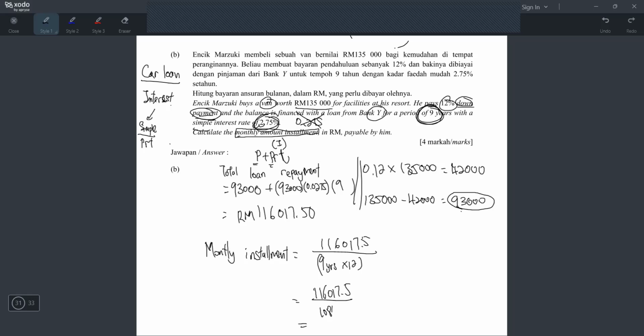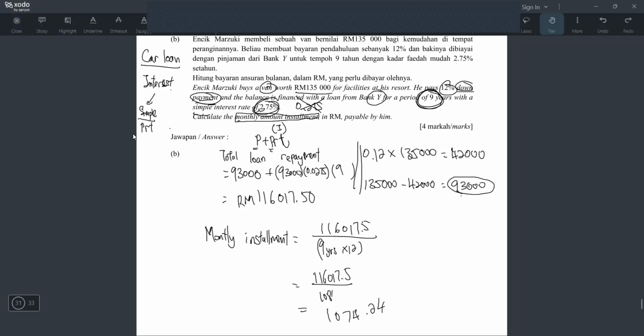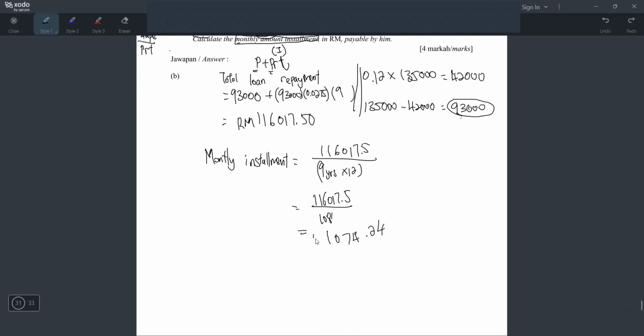116,017.5 divided by 108. Okay, 1074.236, but I don't think you can write 236. You have to write 24. So 1074.236 or 24. Okay, because this is price, price must be placed to 2 decimal places. So RM 1074.24. Okay, let me just check with the answer, to see whether I did it correctly or not.